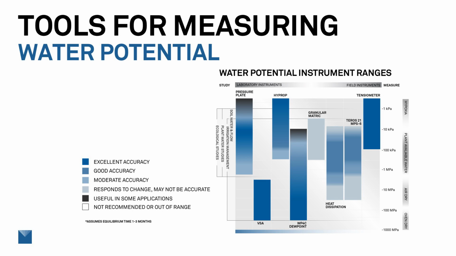So as you're thinking about these tools and which one to pick, you have to think about what your overall goals are. If you're interested in plant available water and getting a larger range, then something like heat dissipation or a Terros 21 is going to be the way to go. If you're interested in water movement, then a tensiometer is probably going to be better suited for you because you're going to be more interested in the wet end of water potential.